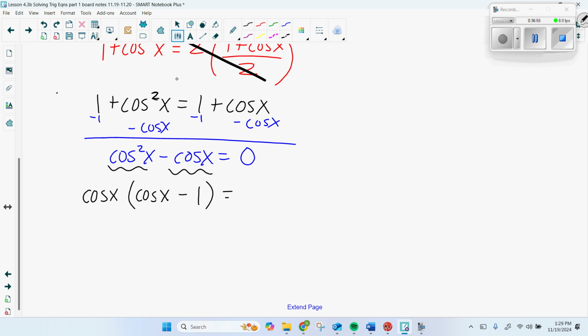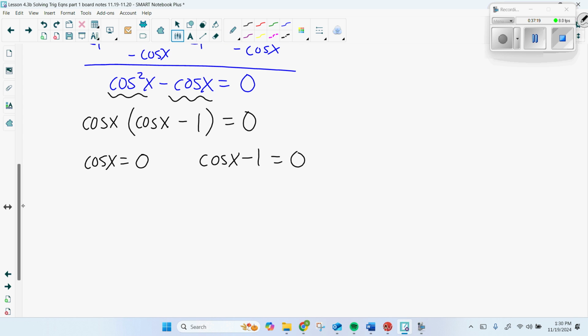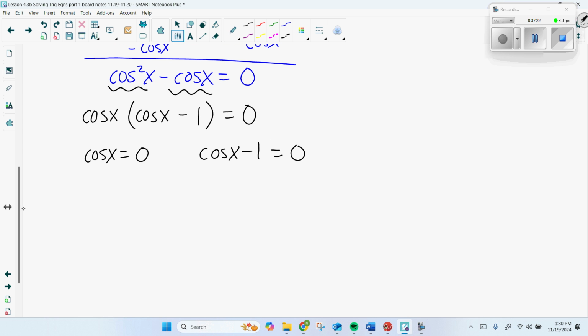1. Yeah. Okay. This is feeling really repetitive at this point. Do you guys agree? The beginning of it was different, but a lot of these have ended in factoring, set them both equal to 0, solve. So I'm going to have cosine x equals 0, cosine x minus 1 equals 0. This is going to be cosine of x equals 1.